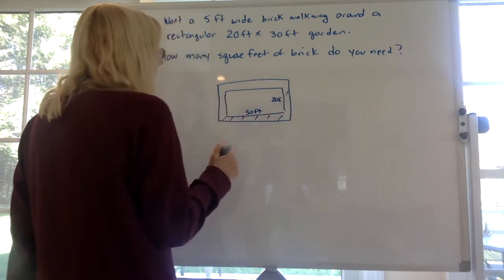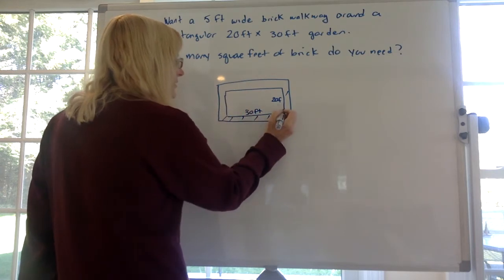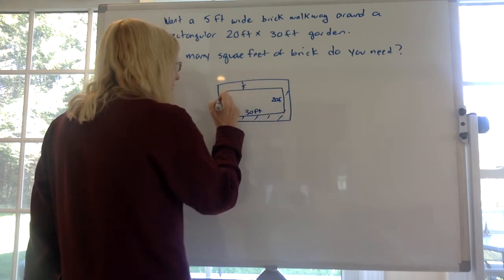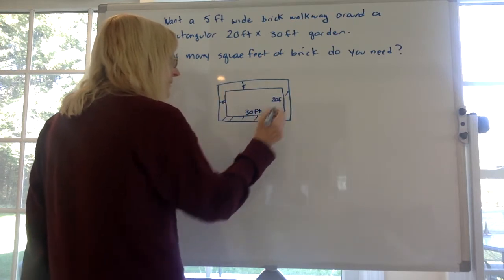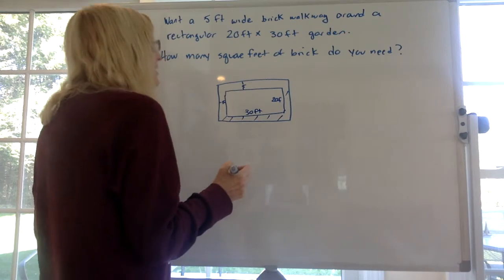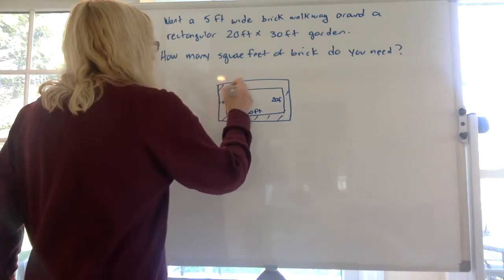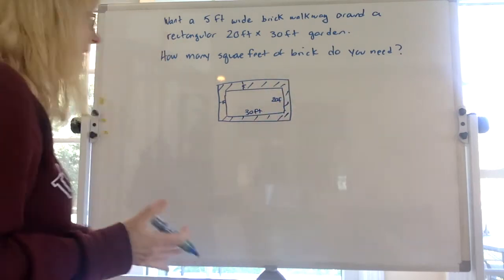So it said that it's 5 feet wide. So everywhere around here, it's going to be 5 feet wide. From here to here, it's 5 feet. From here to here, it's 5 feet, and all the way around, right? So how do we figure out how many square feet the shaded area is? Because that's the bricks, right?